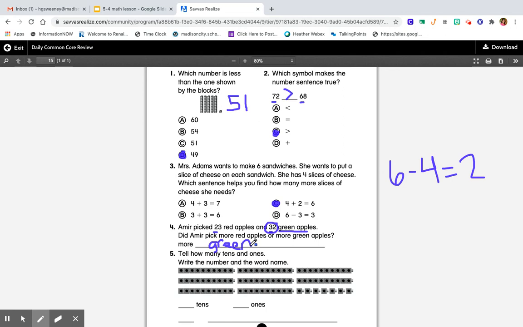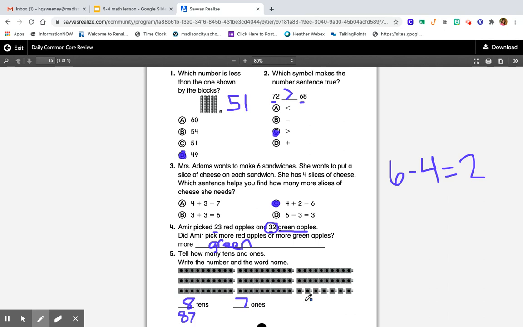Number 5, tell how many tens and ones, write the number and the word name. All right, so first let's start by looking at the tens. We see some 10 rods. I'm going to count these up. 1, 2, 3, 4, 5, 6, 7, 8. So there's 8 tens. Now let's look at how many ones. 1, 2, 3, 4, 5, 6, 7. 7 ones.